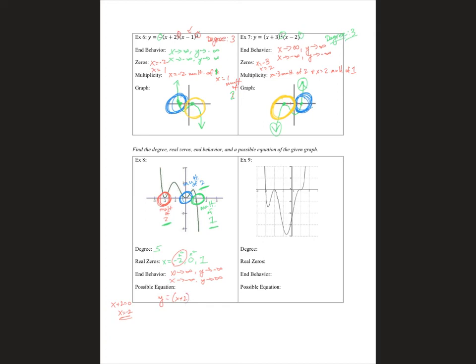I know the multiplicity is 2, right? So what do I have to do? I have to square that particular factor, right? Because at that factor, there's a quadratic, right? And what do we know about a quadratic's degree? It is 2.